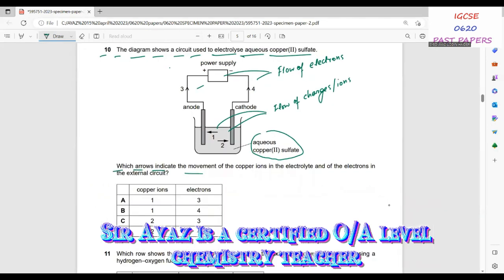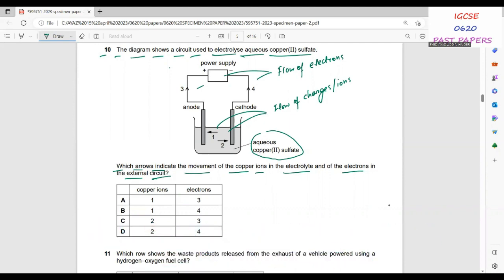Which arrow indicates the movement of the copper ions in the electrolyte and of the electrons in the external circuit? Choice A, copper ions 1. So first of all, recall which ion moves towards which electrode. Cations will move towards the cathode. So 2 will be the cation. If 2 is the cation, then 1 will be the anion.